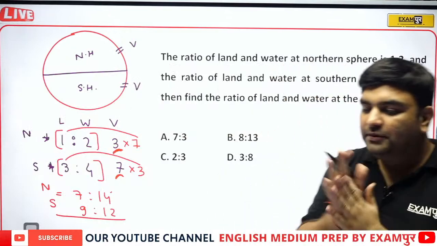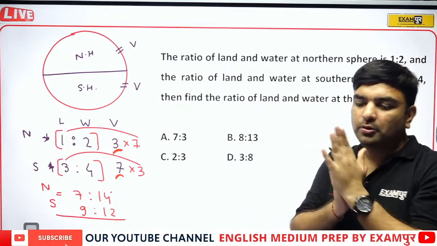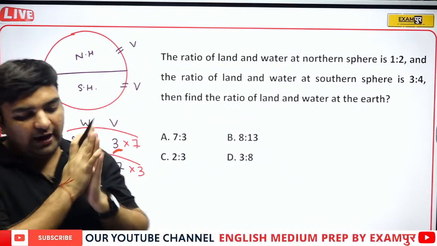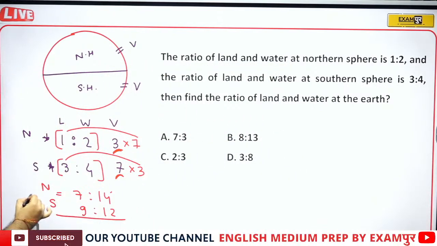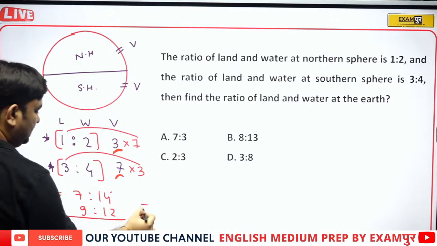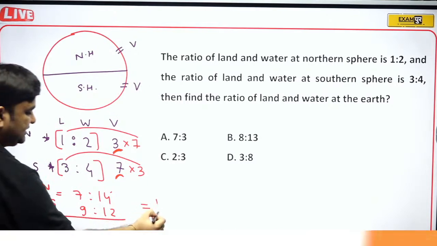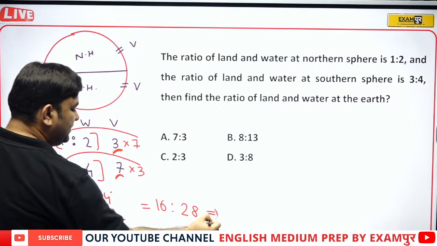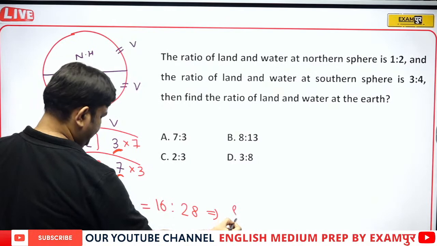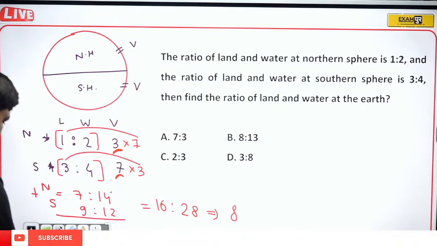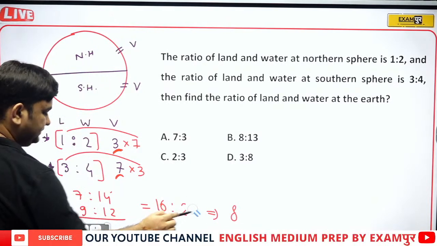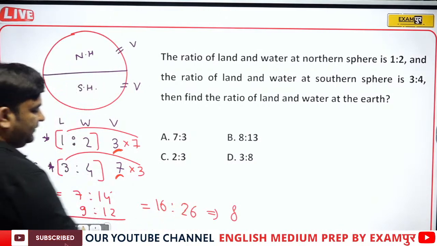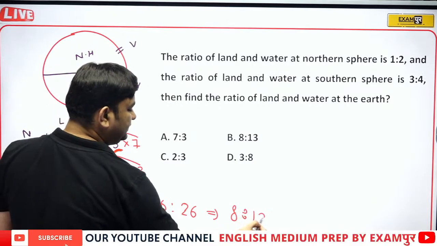Now if I add up these two, I will get the complete earth. So on adding northern and southern, the complete earth is 16:26. When you simplify it, it will become 8:13.